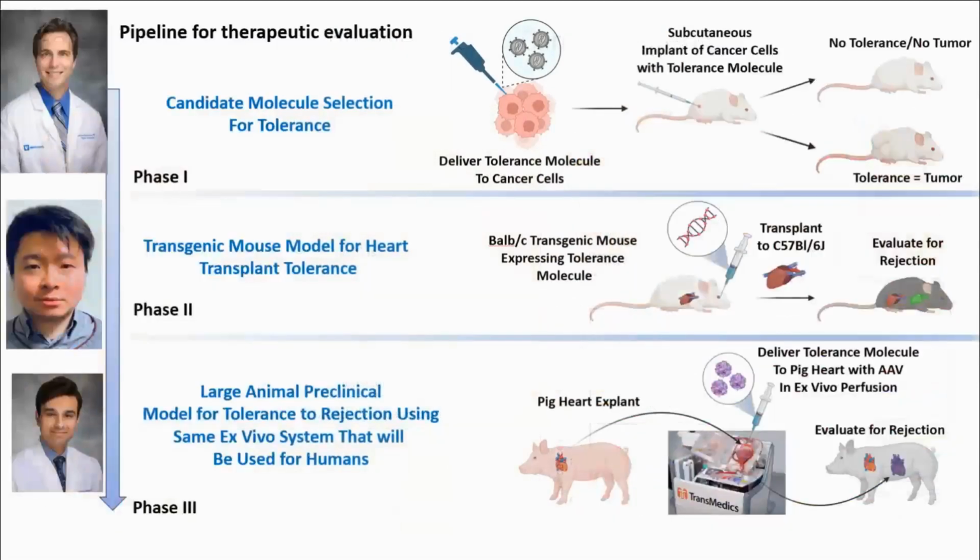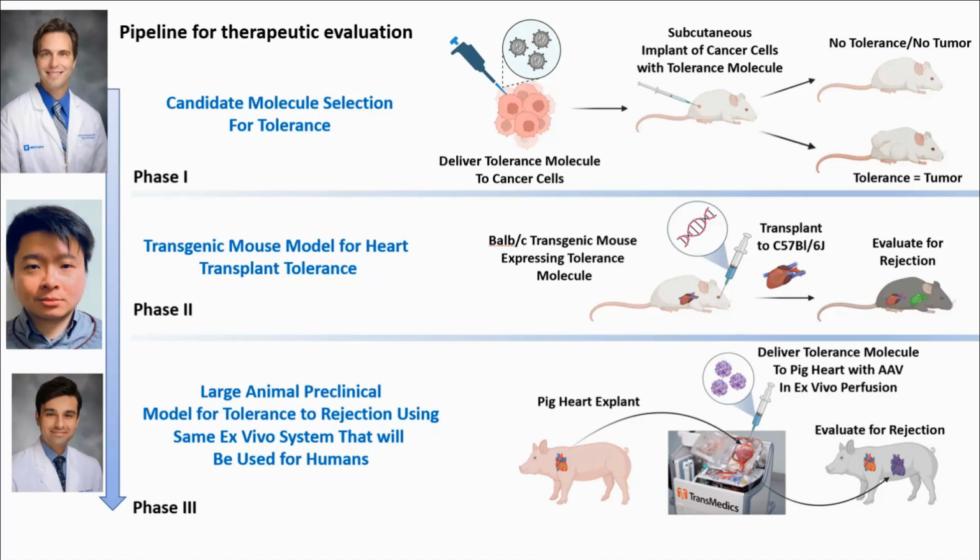So this is our pipeline for how we're evaluating our therapeutics. We're working with a cancer immunologist at Duke, Zach Hartman, and he has a nice model where we are evaluating our candidate molecules. He has a cancer model, basically, where in cancer cells, we're delivering the tolerance molecules and then implanting those cells into mice, and then evaluating the mice for development of tumor or no tumor.